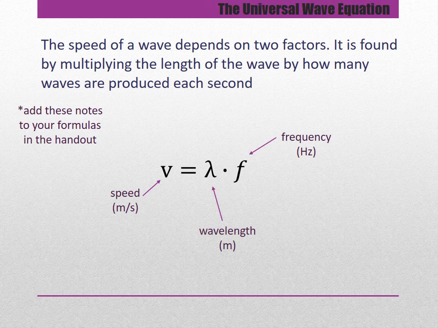The second formula is known as the universal wave equation. The speed of a wave depends on two factors. It is found by multiplying the length of the wave by how many waves are produced each second. V is speed measured in meters per second. Wavelength is symbolized by the Greek symbol lambda, and is measured in meters, and frequency is symbolized by a small f, and it's measured in hertz.